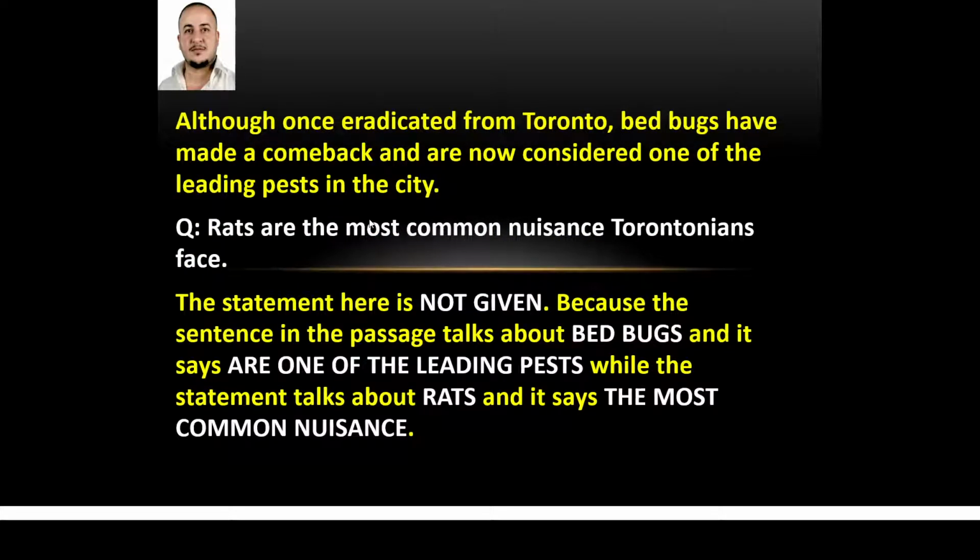Although once eradicated from Toronto, bedbugs have made a comeback and are now considered one of the leading pests in the city. The question says, rats are the most common nuisance Torontonians face. The statement here is not given because the sentence in the passage talks about bedbugs and it says one of the leading pests, while the statement talks about rats and it says the most common nuisance.